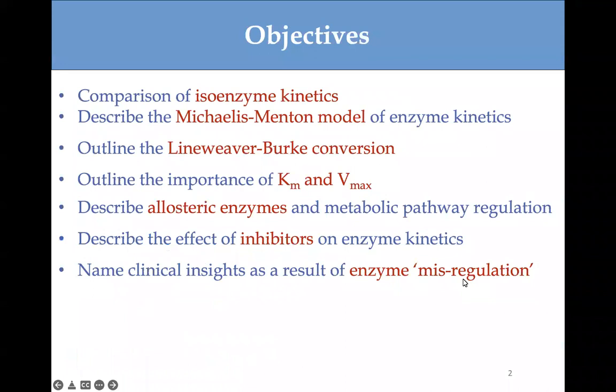The objective of this lecture would be comparing enzyme kinetics, describing the Michaelis-Menten model, and outlining the linear Lineweaver-Burk conversion or the reciprocal plot. Then we would explain the Km and Vmax values. Also, we would describe allosteric enzymes and how they are different from the Michaelis-Menten enzymes. We'll go over the effect of inhibitors and different types of inhibitors on the enzymes. Finally, we'll correlate all of this to some clinical insights. Generally, we have three important concepts to cover: Km and Vmax, allosteric enzymes, and inhibitors.